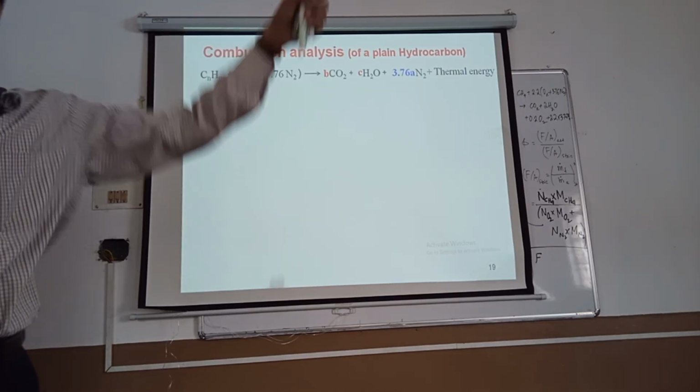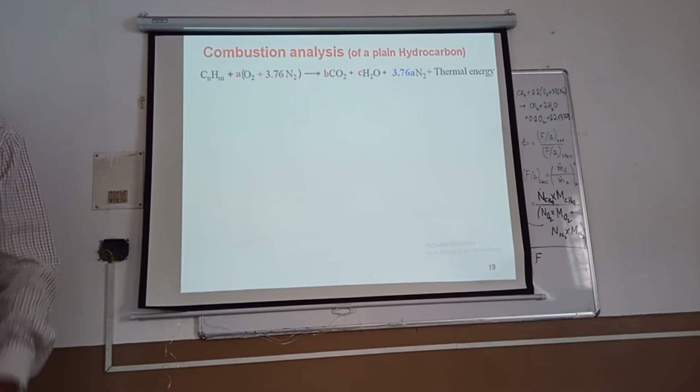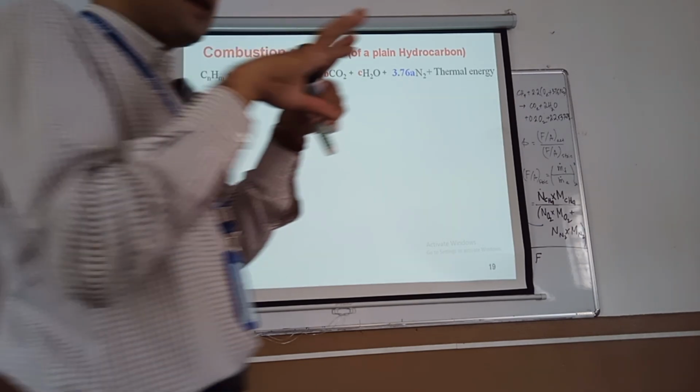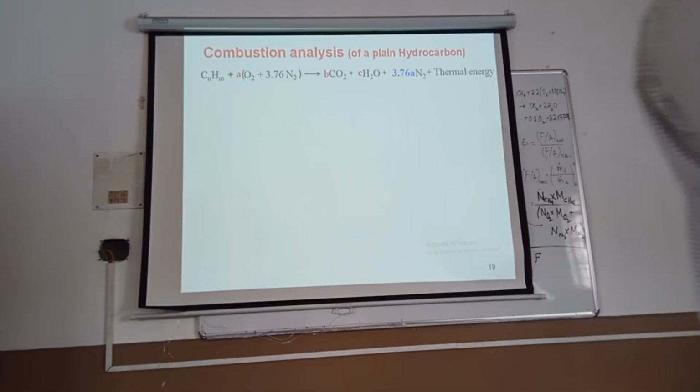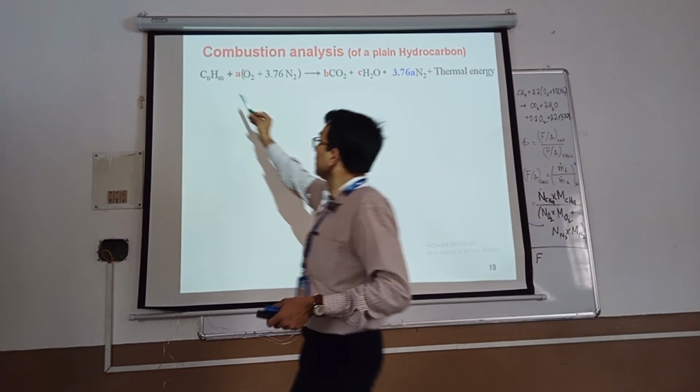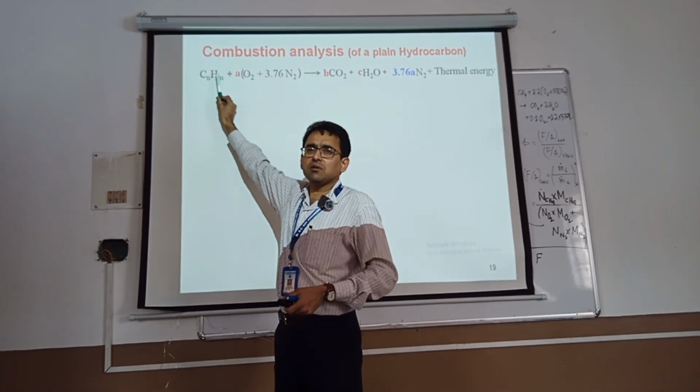Where from this thermal energy is coming? Liberated? Liberated from where? Chemical bond? Right? Some bonds are broken and some bonds are created. So during this time the energy interaction is happening in such a way that this is the algebraic sum of the energy that is released. That means here you see what is happening. Carbon hydrogen bond, please listen.